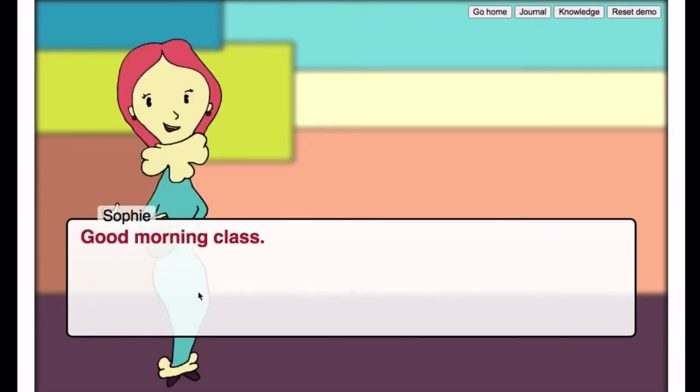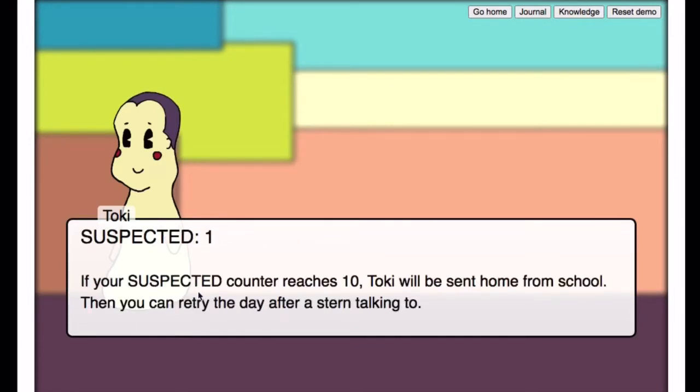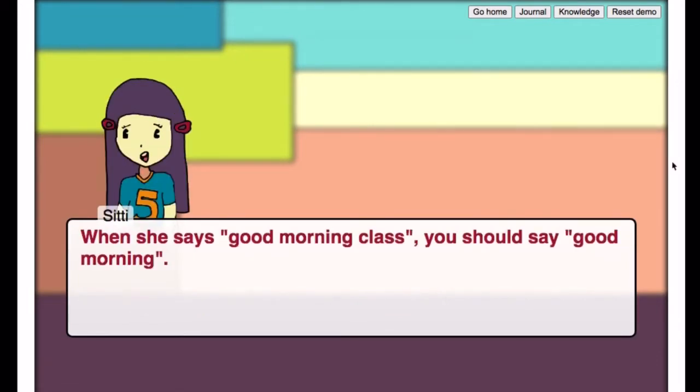At school, Toki meets a cast of kids and teachers, and maybe other spirits. Everything these characters say is scripted, like in a visual novel. But what Toki says is up to us. It depends on what we've told them. And the scripted dialogue has many branches to react to what Toki may say. In this branch, if Toki says weird stuff, our suspicion meter goes up. If it hits 10, we get sent home and have basically failed the day. We have to retry.